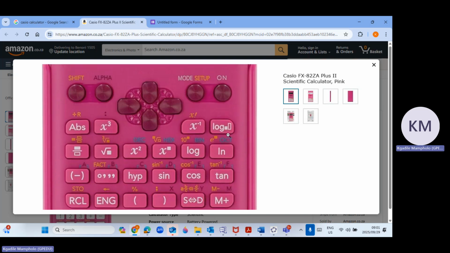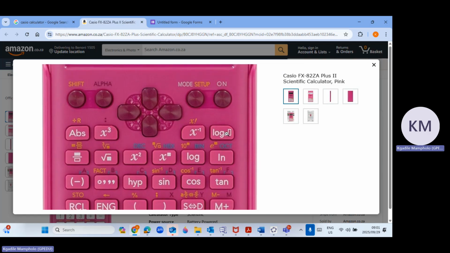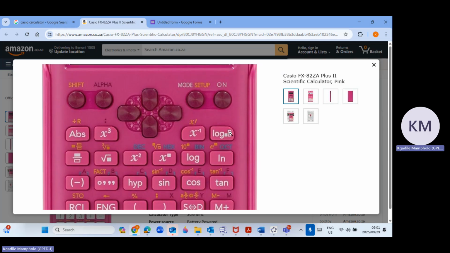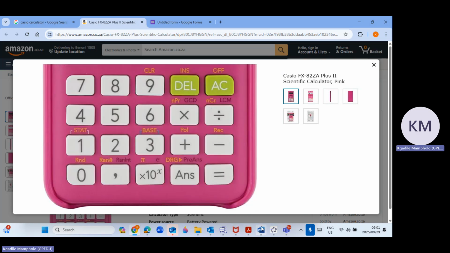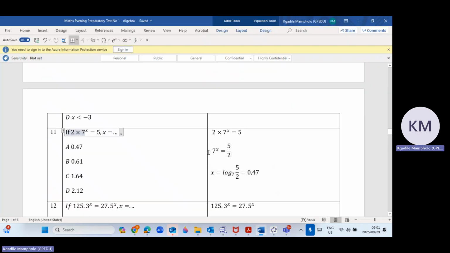So meaning that on this shaded bracket you put the base, and then on this other bracket you put the number on the other side. Now check here, the base here is 7, then you put 7 here, and then you put 5 over 2 this side. So this is the way when the bases cannot be the same, then the answer will be 0.47.